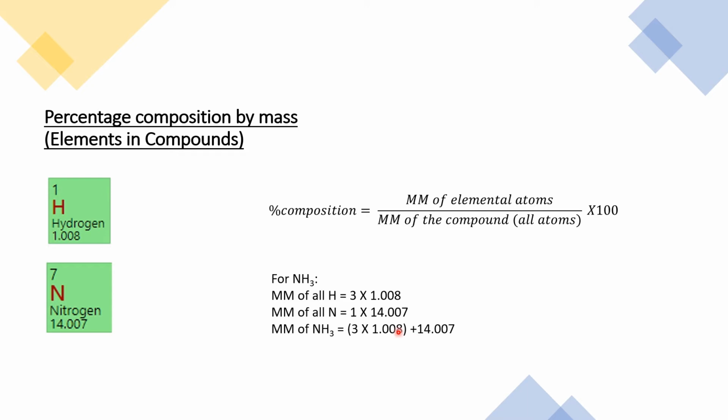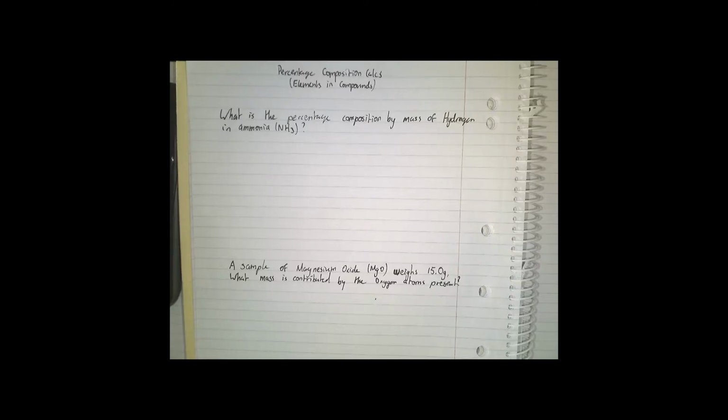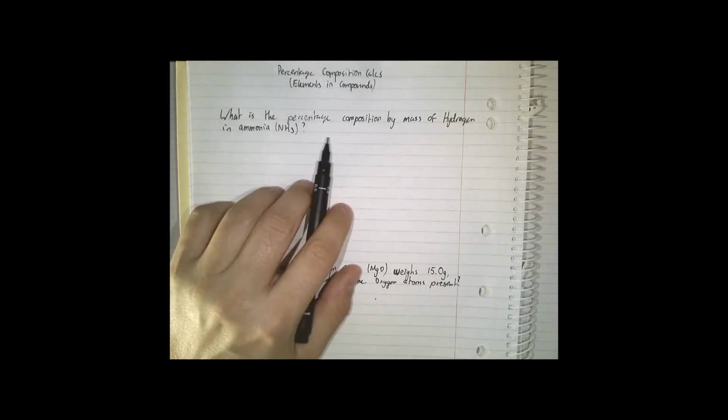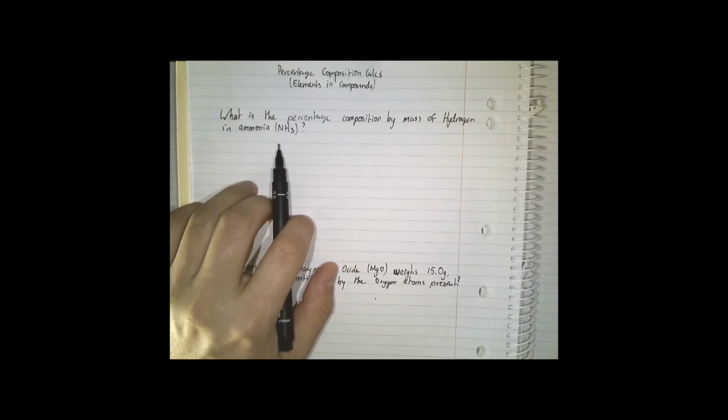And in fact, that's going to be the first question that we're looking at in this video. So let's get to that calculation. All right, so the first question reads, as I said before, what is the percentage composition of mass by hydrogen in ammonia?